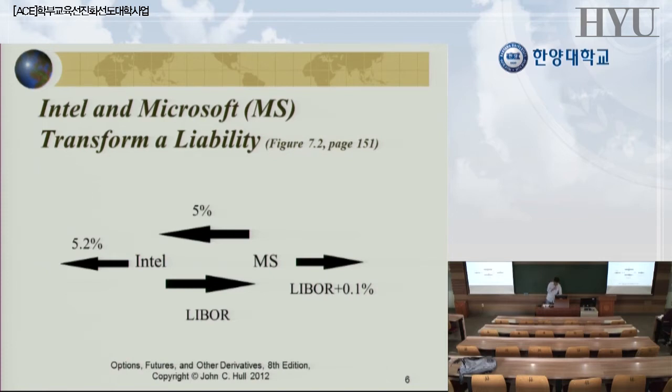So according to this, as you can see, Microsoft will actually be paying the 5% fixed rate plus the 0.1% here, which is on a basis plus LIBOR, because these two will be canceling out. And on the other hand, Intel would actually be paying LIBOR minus the amount that they would be receiving from the Microsoft fixed rate.